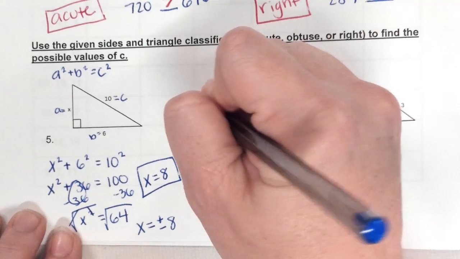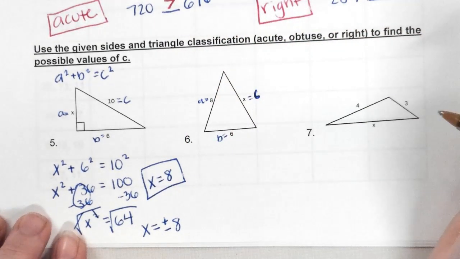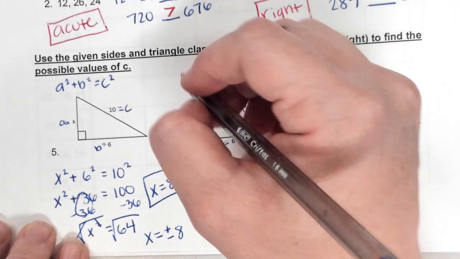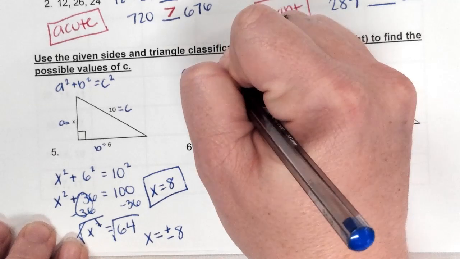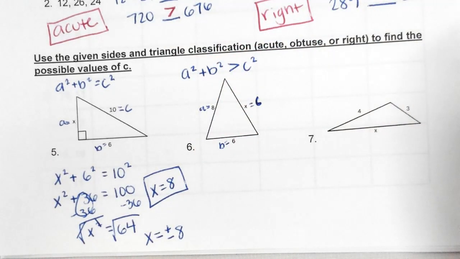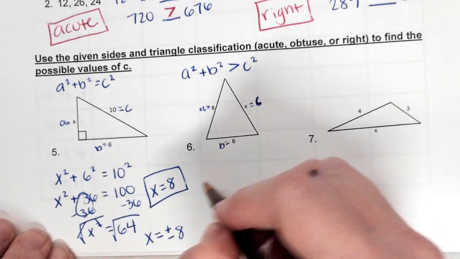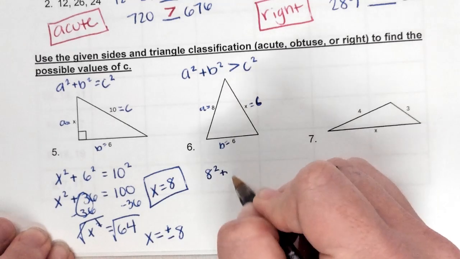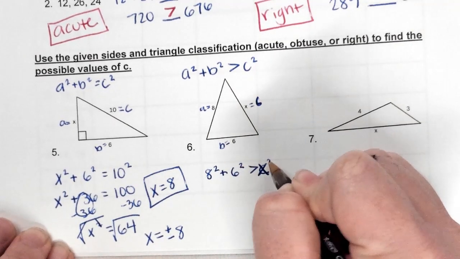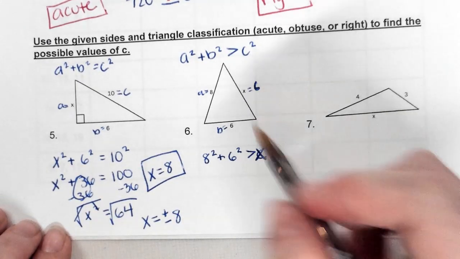So knowing that these are A and B, what kind of triangle is this? Acute. So I know that I'm going to use my A squared plus B squared is greater than C squared. C squared is smaller because it's a smaller angle. Okay, knowing that, let's plug in and figure out what it could be. So A is 8 plus B is 6 is greater than, we don't know C, so we're going to use x squared. If you use C, that's fine. If you leave it as C, that's totally fine.